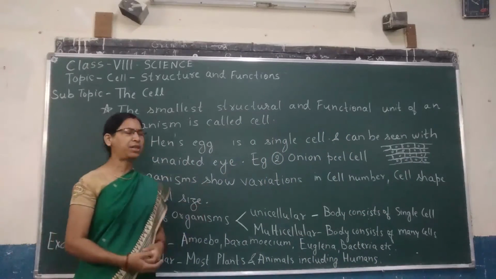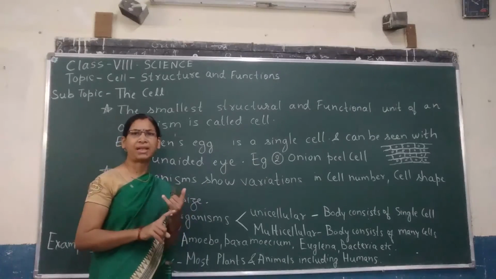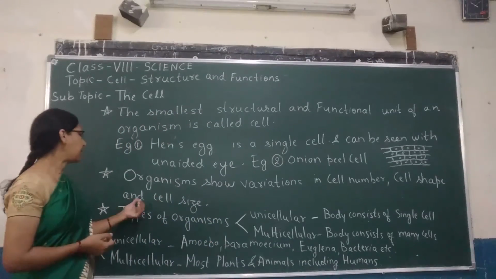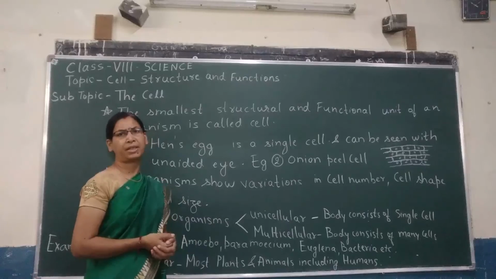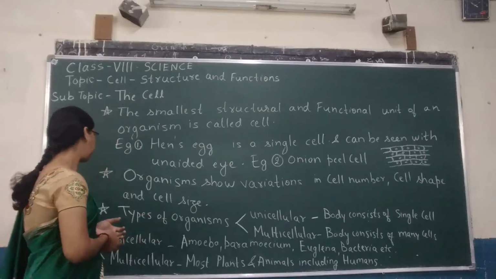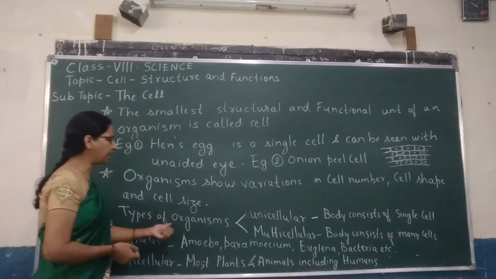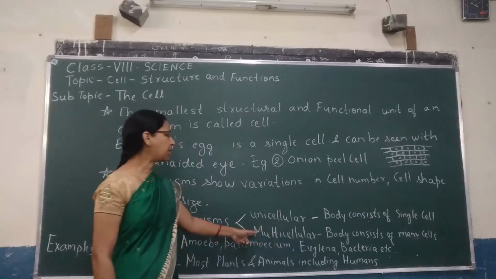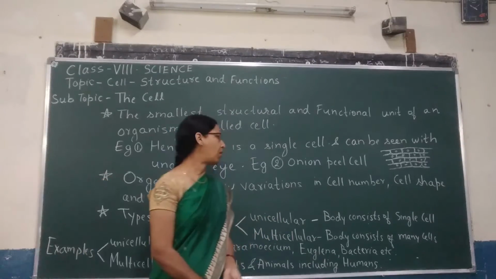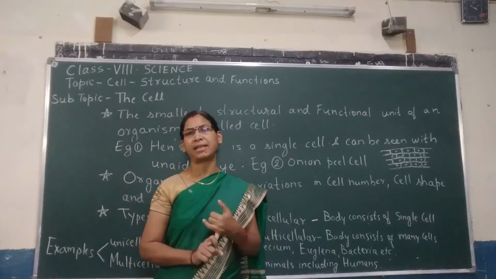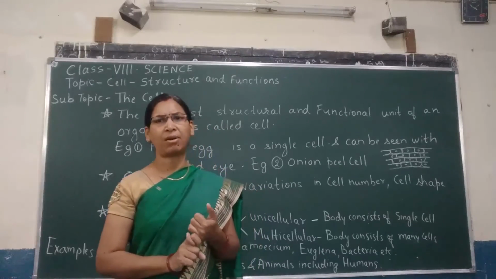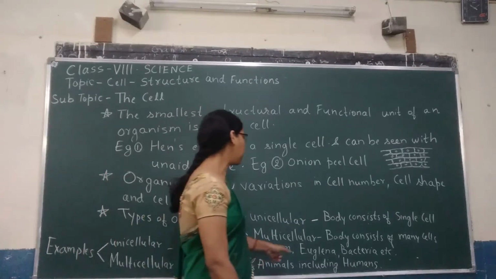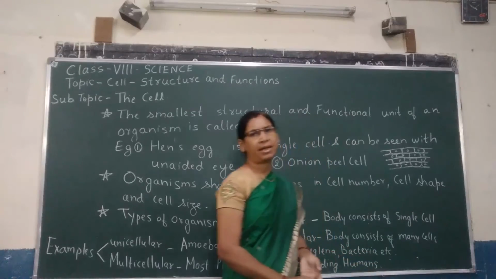Organisms also show variations in cell number, whether they have single cell, two cell or more than two cell. Then their shape and cell size also varies. They may be very small to very big. Let us see how many types of organisms are there. There are mainly two types of organisms. One is unicellular organism, one is multicellular organism. Organisms whose body consists of single cell are called unicellular organisms. Some of the examples are amoeba, paramecium, euglena, bacteria, etc.